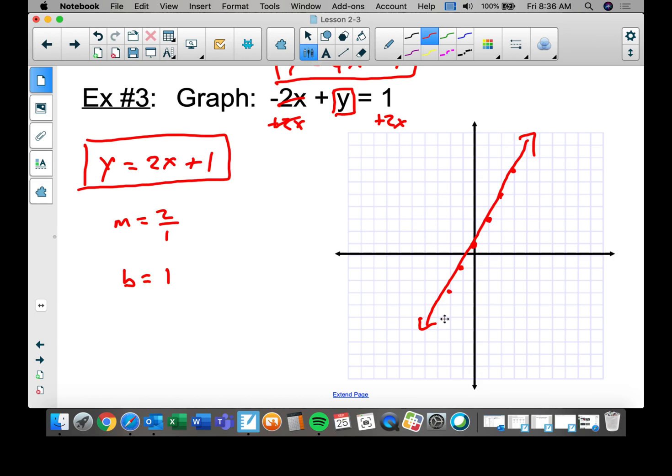Remember, there are points in between these points that are the not so nice ones. We don't want to have to worry about trying to plot those, so we plot the nice ones, but then we have to account for all the ones in between by drawing in the line. So make sure you do that, but don't forget the line. Don't just put dots down.